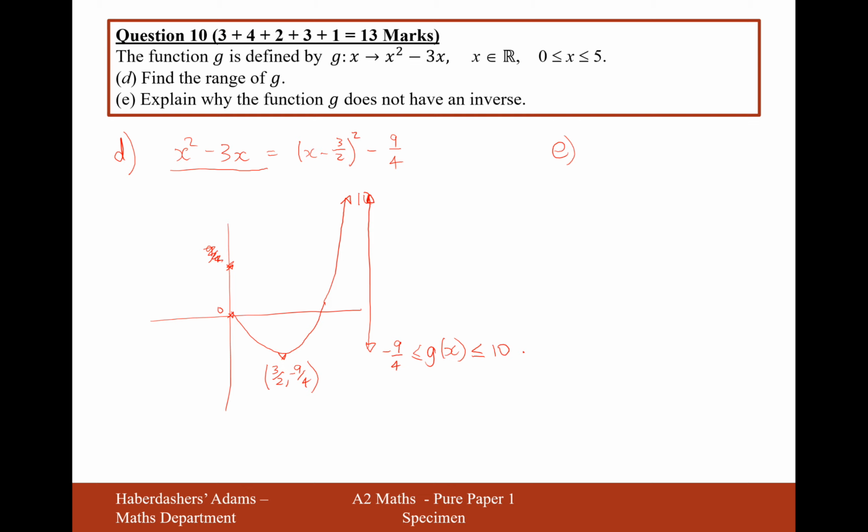If we're answering now part E, explain why the function g does not have an inverse. It's because it's a one-to-many function. No, it's a many-to-one function. Many-to-one function. It must be a one-to-one function to have an inverse.